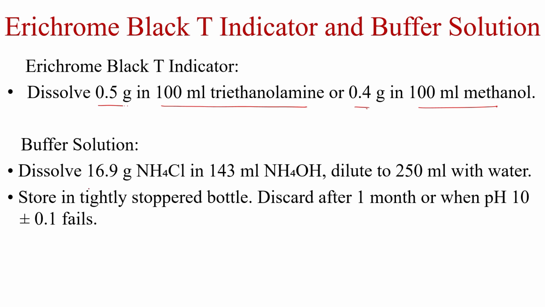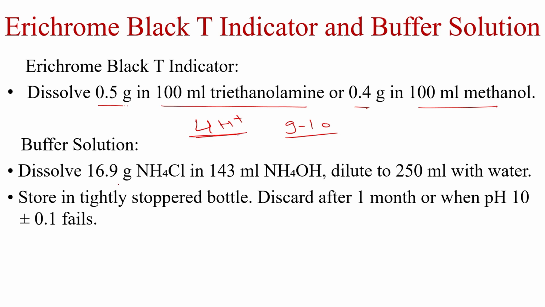Now, buffer solution, how to prepare that? We are using ammoniacal buffer. The reason I will tell you: there is a release of H plus ion during the standardization process. So to maintain the pH between 9 to 10, which is necessary for the stability of the EDTA and metal ion complex, it is necessary that we make use of ammoniacal buffer.